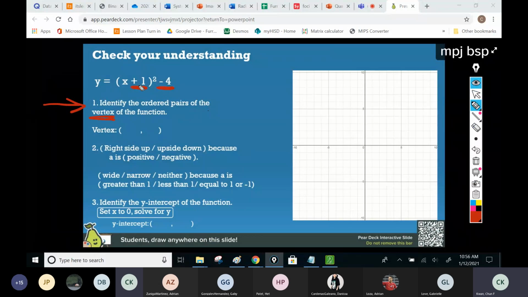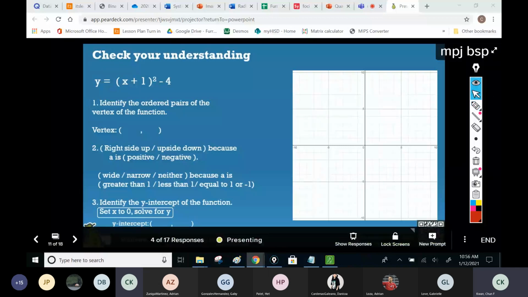But the tricky part is the H is opposite of what you see. So be very careful when you put the H in. The H is opposite of what you see. But then the K, what you see is what you get. So after that, find the vertex on the graph, and then label it.